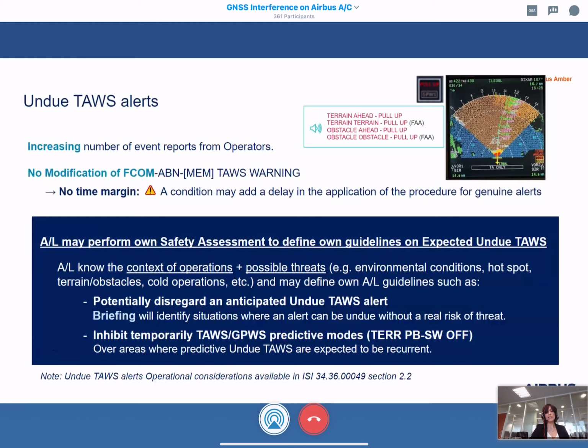Another possibility is the temporary inhibition of the TAWS predictive modes using the TERR push button switch to off over areas where predictive undue TAWS alerts are expected to be recurrent. For your information, these operational considerations are today available in the ISI 34-36-49, section 2.2. Airbus will support airlines by giving design specificities in the ISI article to help the assessment and guidelines definition.